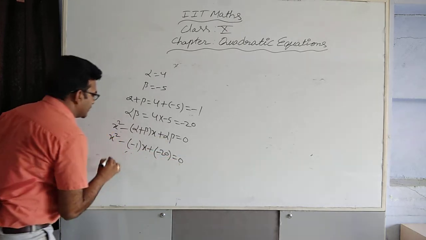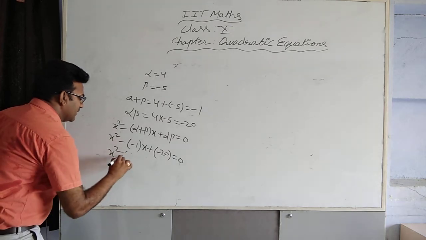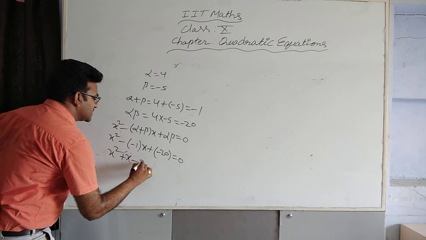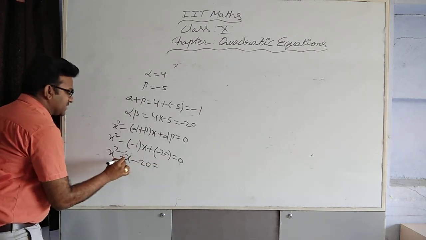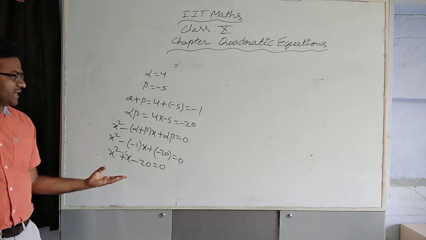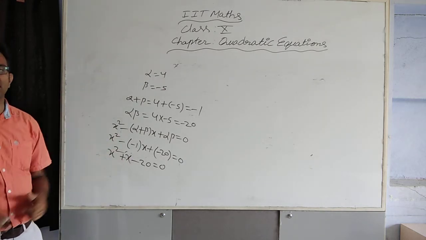So finally we are going to get x square minus (plus into minus) x plus (minus into minus) minus... x square plus x minus 20 equal to 0. So this is the quadratic equation for given two roots.